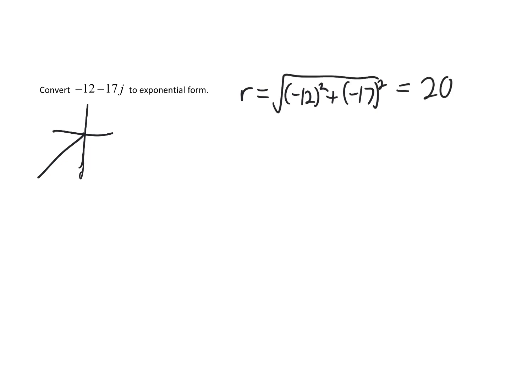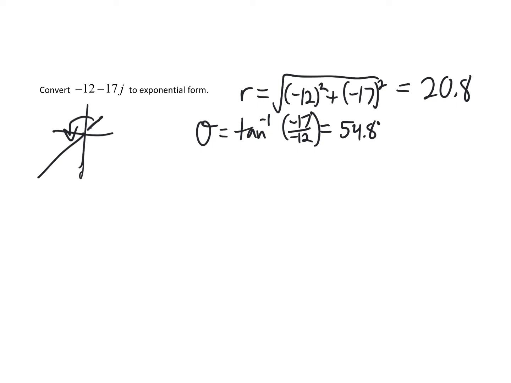This example, we want to go to exponential form. But we can start with the same idea, graph it out. We know we're down here somewhere. To the left 12 and down negative 17. From there, we can start the same way we kind of started with polar. We want our r, so negative 12 squared plus negative 17 squared, which is about 20.8.